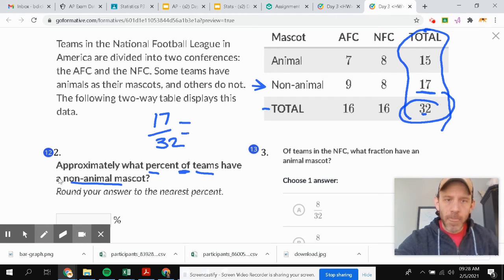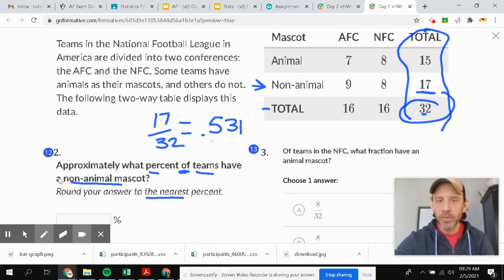It's 0.531 something. When it said nearest percent, I only need the whole percentage. And so when we have a decimal, what do we do to convert that to a percentage? You could do two things. Some people like to just multiply that number by 100 and see what they get, because percent is like out of 100. Or you can move the decimal place 2 spaces. So it's really like 53.1%.